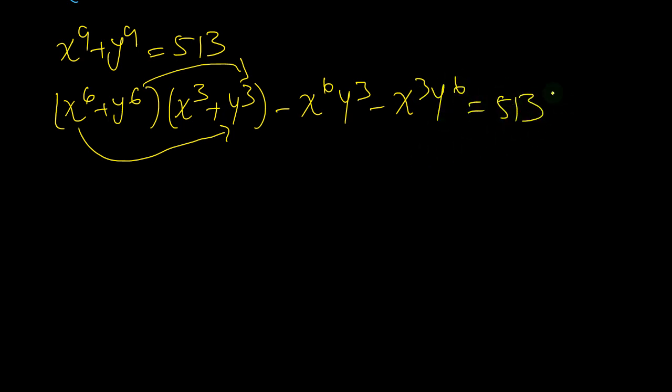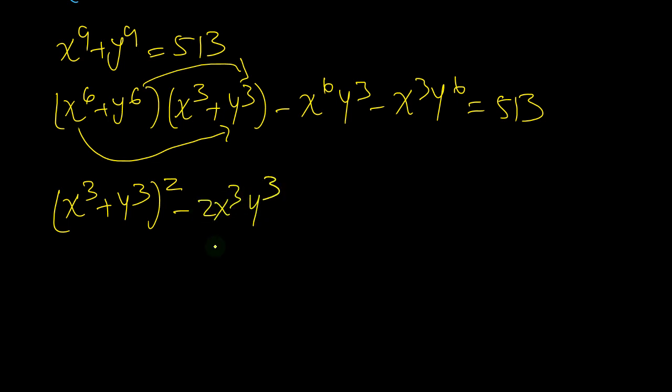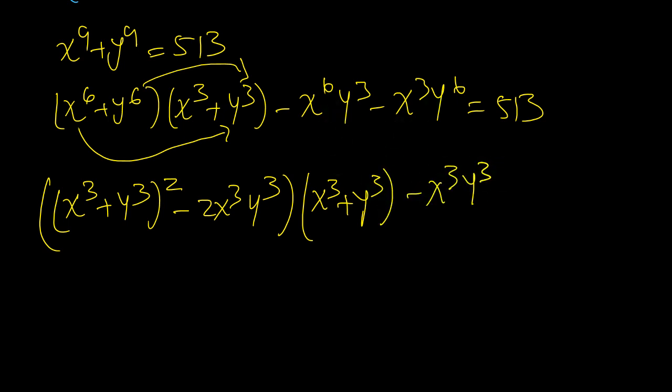I'm not going to keep writing this. Anyway, what I have here, guys, is that this one inside I can write as x to the 3 plus y to the 3, squared, if I want to get back to this, minus 2x to the 3 y to the 3. Now I'm multiplying this by x to the 3 plus y to the 3, and then minus this, I'm going to factor out x to the 3 y to the 3, which multiplies x to the 3 plus y to the 3 equals 1513.